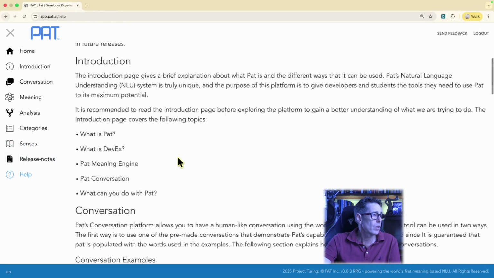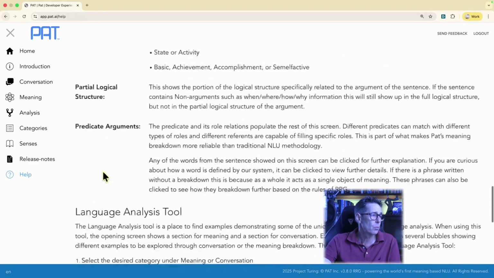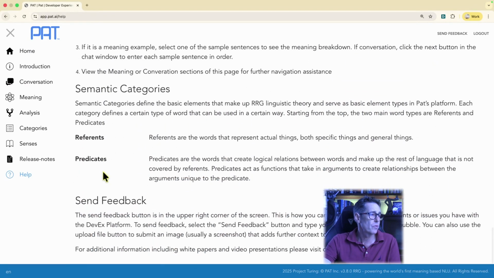And finally, help. If you wanted to look at some help text, this is what the system's doing. Okay, so that's the quick introduction with some examples of what the system does while we're using it.